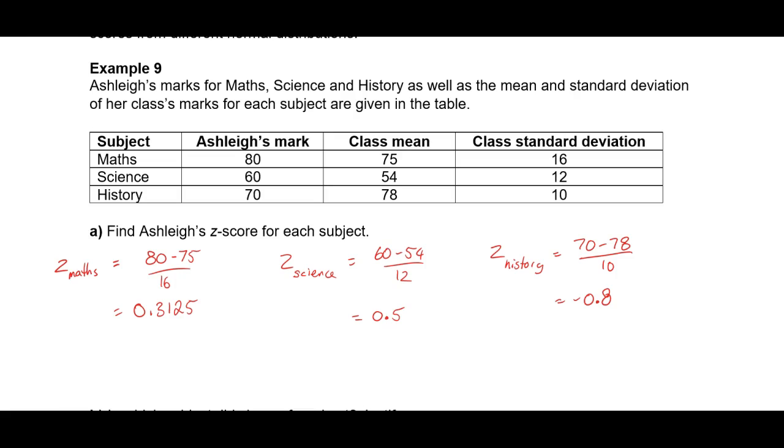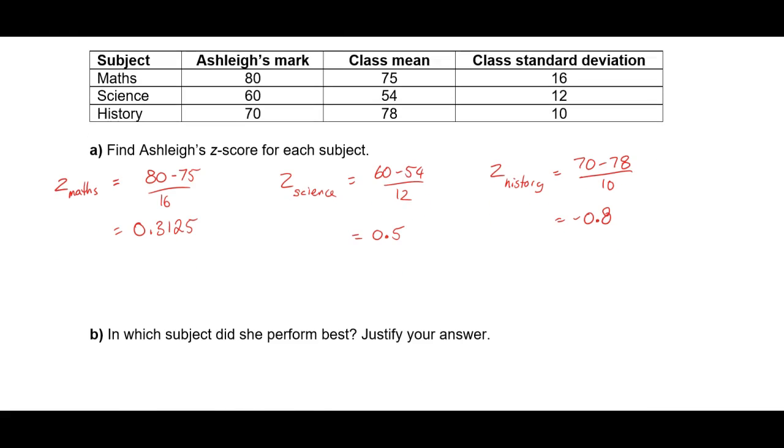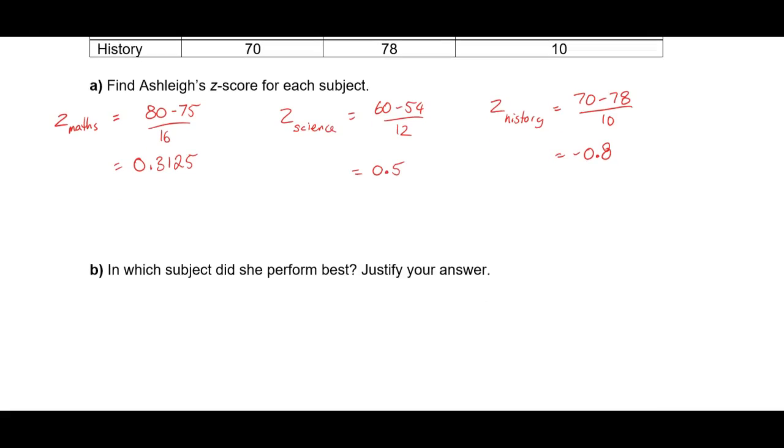So, in fact, we would say that history is the worst performer here, whereas science might have the lowest mark of 60, but it has the highest z-score of 0.5. Right? So, by many measures, we would say that science has been Ashley's best subject here. Right. In which subject did you perform best? Justify your answer. I'm going to say science.